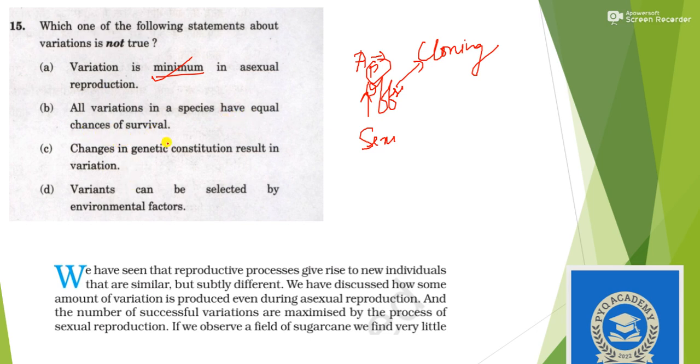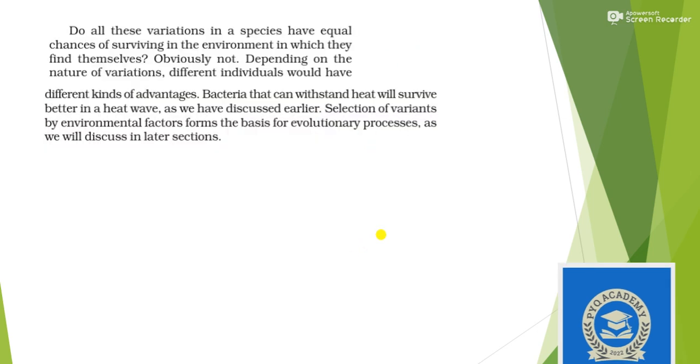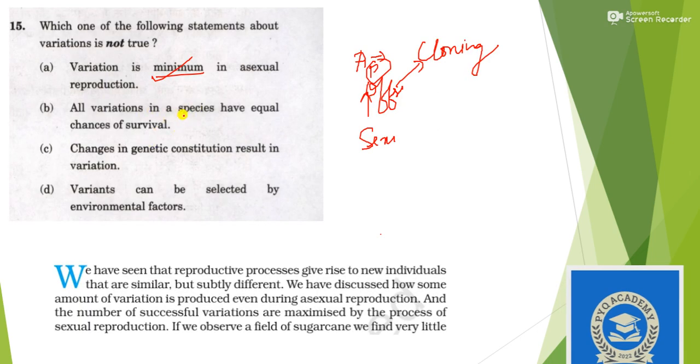So to know whether this statement is true or not, let's read here. Okay, we have seen reproductive processes giving rise to new individuals that are similar but subtly different. Wait a minute. And number 7, here you can see, do all these variations in species have equal chances of survival in the environment in which they find themselves? Obviously not. Okay, depending on the nature of variations, different individuals would have different kinds of advantage. So this statement is not true.